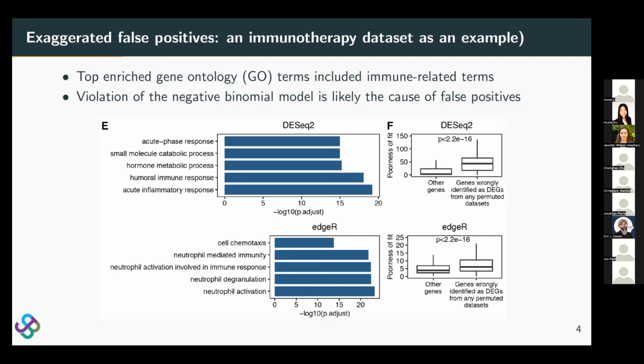So what we did was to separate the genes into two groups: the genes which were wrongly identified as DE genes from permuted datasets, and all the other genes. For both groups, we use a goodness of fit test to fit these genes with negative binomial distribution, and the results show that the genes wrongly identified as DE genes from permuted datasets do have worse fitness of the negative binomial distribution. So this result is consistent for both DESeq2 and edgeR.